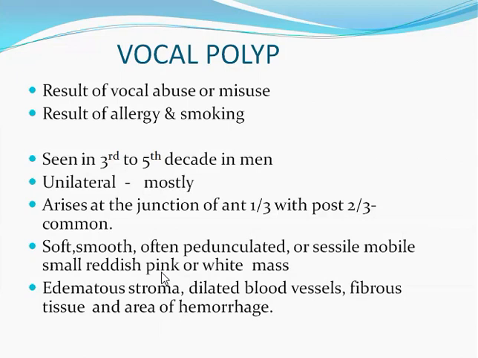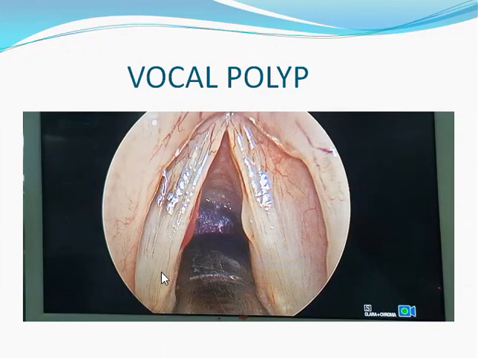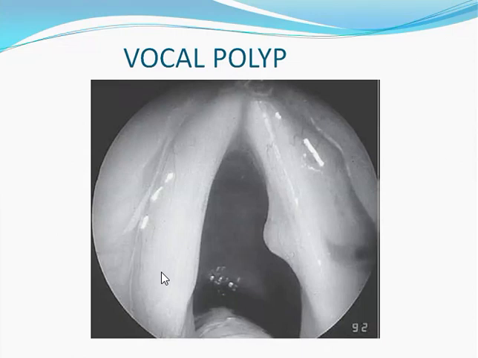When you see a single mass at the same junction of the anterior one-third with the posterior two-thirds, it is a unilateral mass of the vocal cord. It is soft and smooth. Mostly a small peduncle may be there, or sometimes you see a sessile, mobile, small reddish-pink or white mass. There is an edematous stroma with dilated blood vessels over it. Fibrous tissue and areas of hemorrhage are also seen in cut section. This is a vocal polyp which is a sessile one. You are seeing a vocal polyp here. This is another polyp, a big polyp, unilateral.